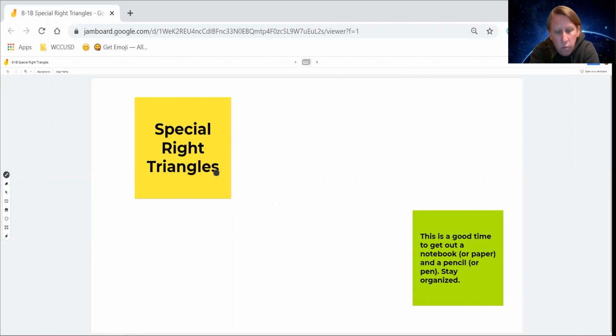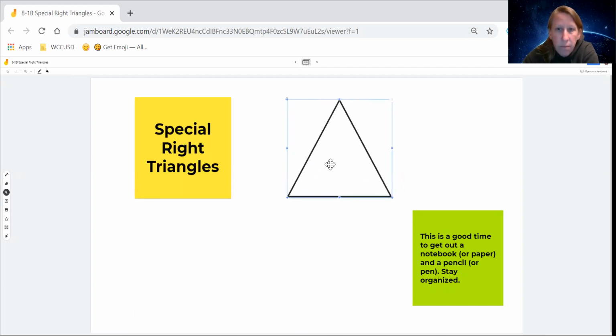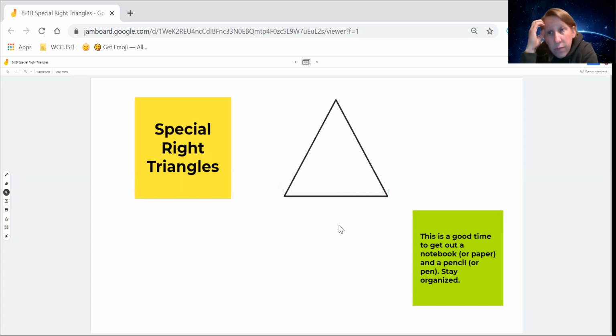relationships. So what right triangles do you think are the most special? And which triangles do you think are the most special in general? I think the most special triangle is actually this one. What kind of triangle is it when all three sides are the same? It's equilateral. Is that a right triangle? No, it's acute, and all three angles are the same, so it's actually equiangular. So that's a special triangle, but it's not a special right triangle.